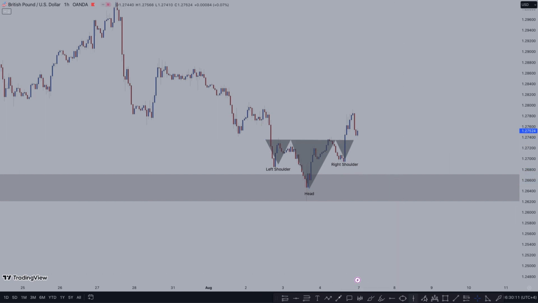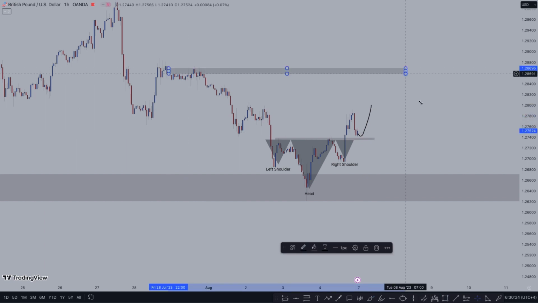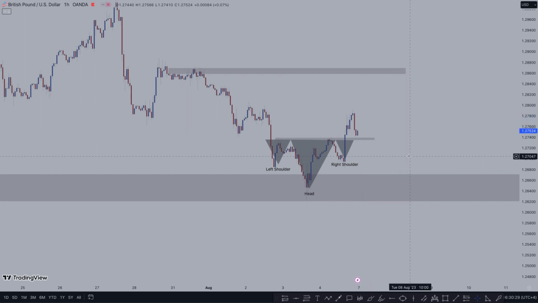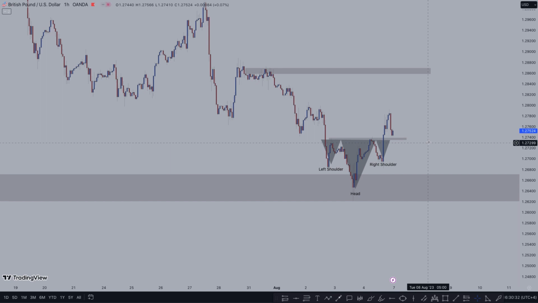This is the neckline. Price broke the neckline, and as it looks like, price is just coming for a retest. So what we can expect is a reversal, probably to the upside, right? Maybe to the next highs somewhere here before we can see what price will do. So this is also another setup that I'm looking at on GBPUSD, right?